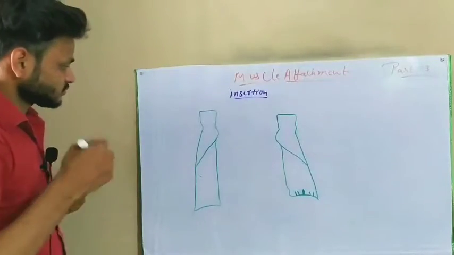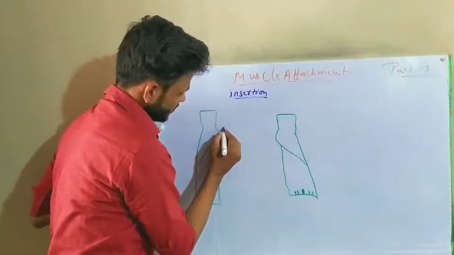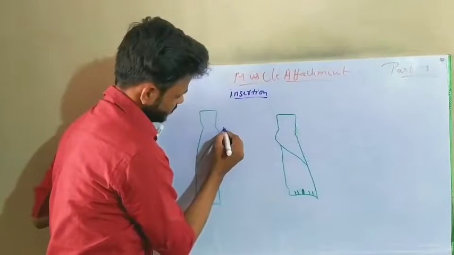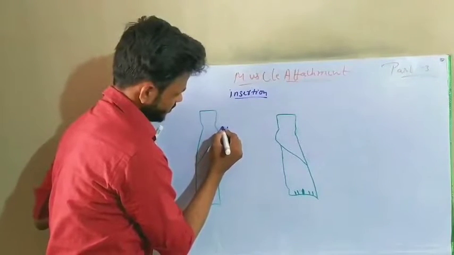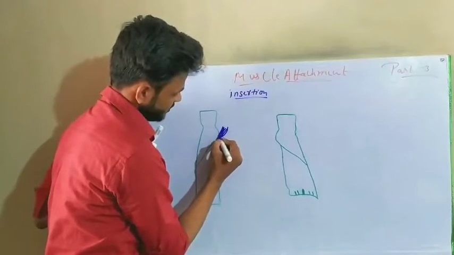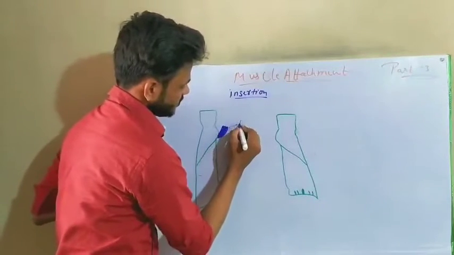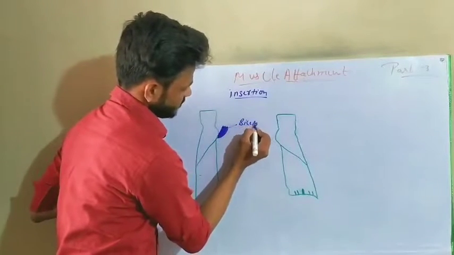First muscle, which is on the posterior part of the radial tuberosity. Posterior groove, posterior rough part of the radial tuberosity inserted. This muscle is called biceps brachii.